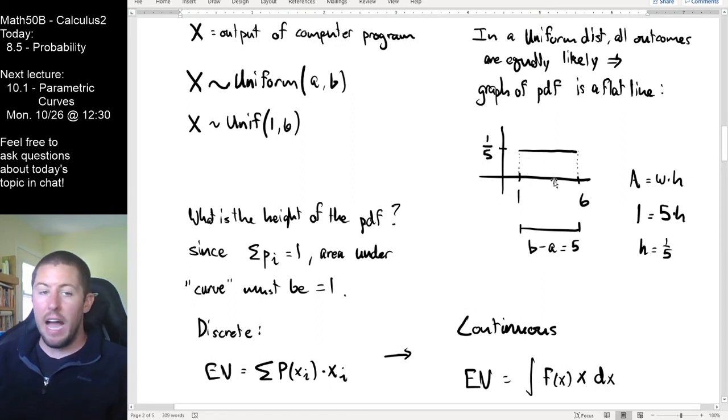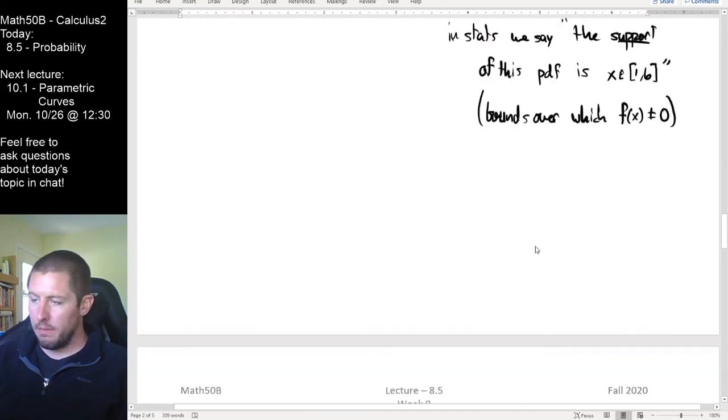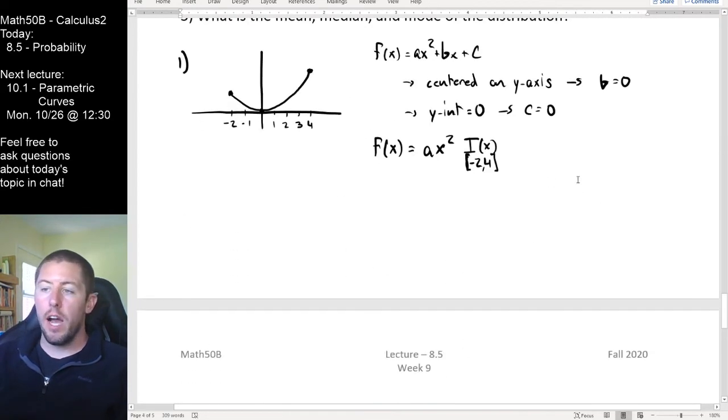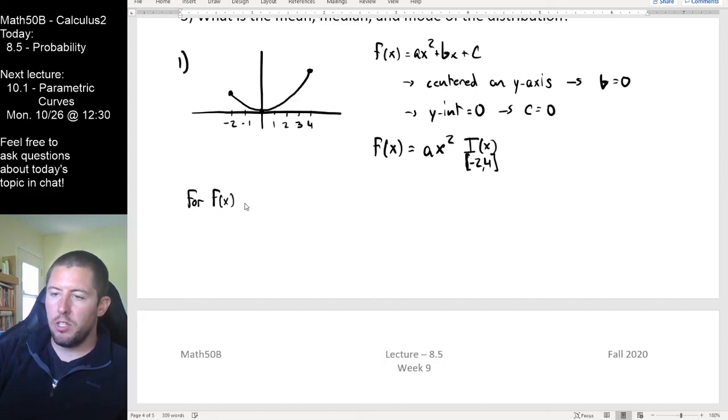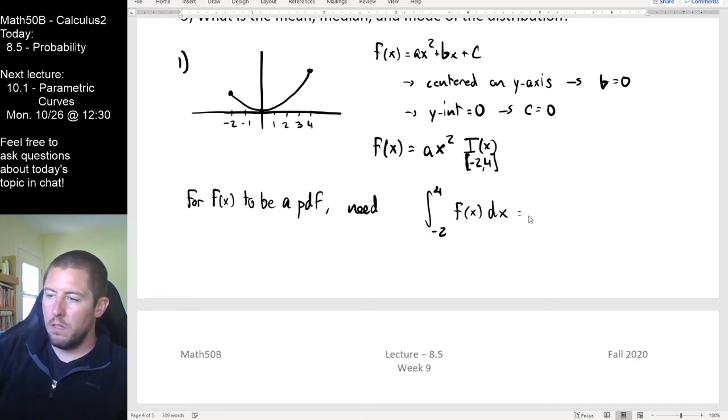If it's not, then it's not a probability distribution function, period. Every single probability distribution function that there is, the area underneath the entirety of the curve is 1, always. So we can take that to the bank. Let's go ahead and say that the area underneath this curve needs to be equal to 1. So for f of x to be a probability distribution function, we need the area underneath the whole thing to be equal to 1.